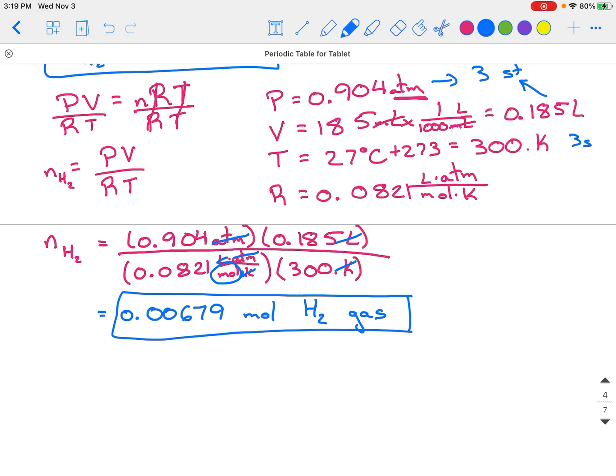Okie dokie. So that's the idea of partial pressure. It's basically just saying that a total pressure is going to be equal to all of the gases' pressures added together.